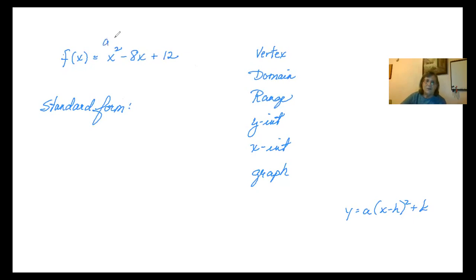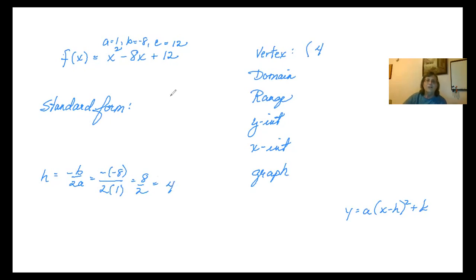This is a equals 1, b equals -8, c equals 12. So h is going to be -b over 2a. So it's -(-8) over 2 times 1, which is 8 over 2, which is 4. So I know the x value for the vertex is going to be 4.